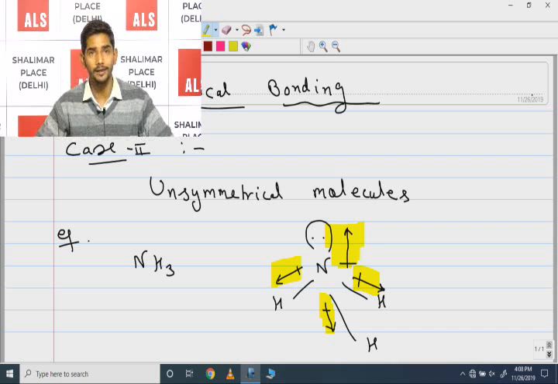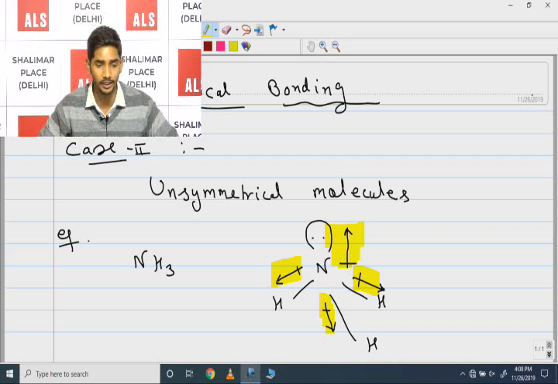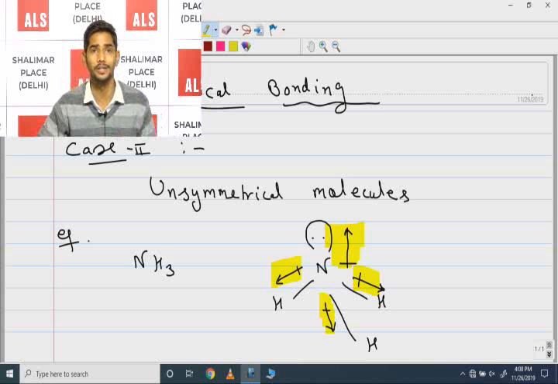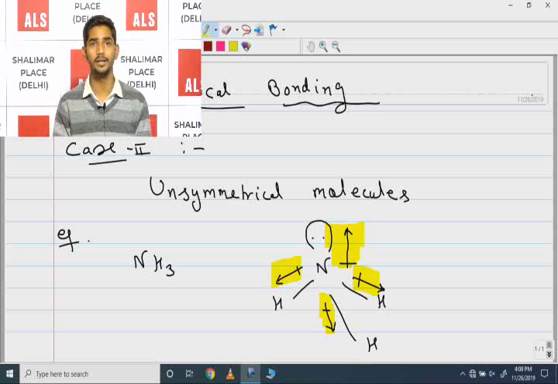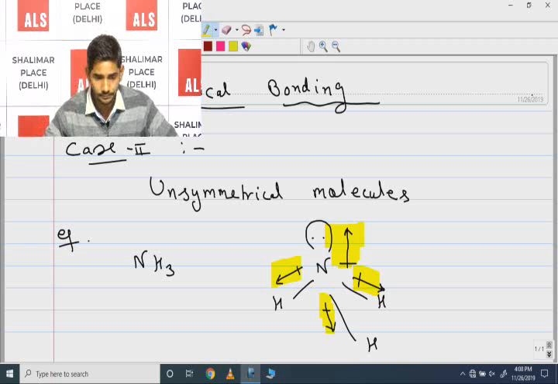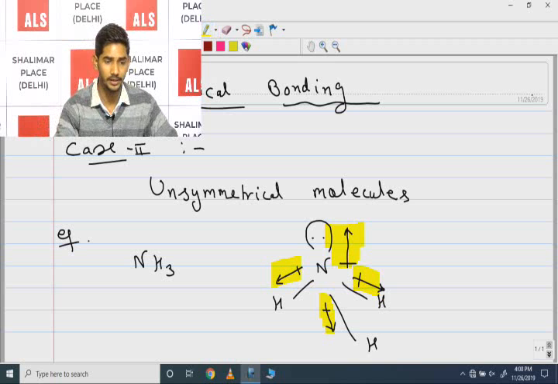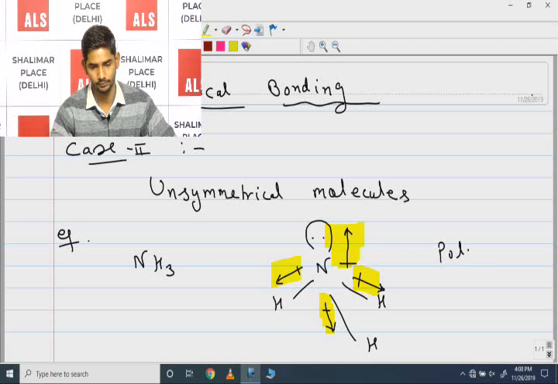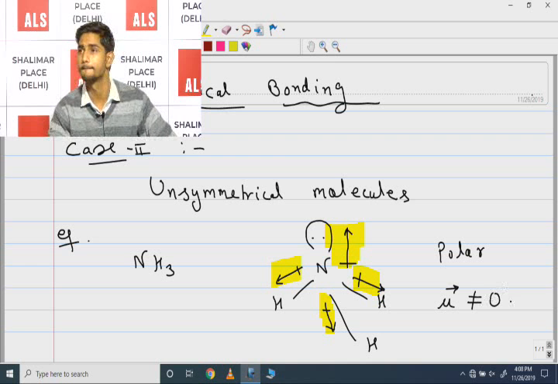If I would like to summarize it to make it easy, you can simply remember that whenever lone pairs are there, there is an absence of symmetry, and if there is an absence of symmetry, the net dipole moment won't be 0. That's why we will say it is a polar molecule, because net dipole moment is not equal to 0. Okay, have you got that?